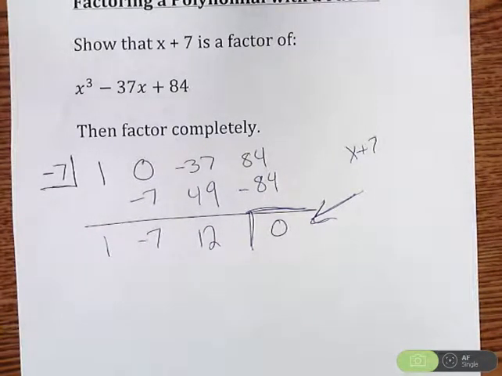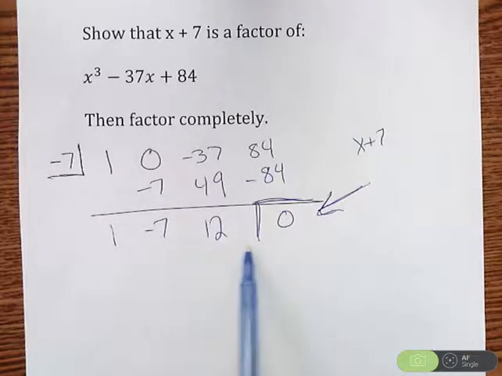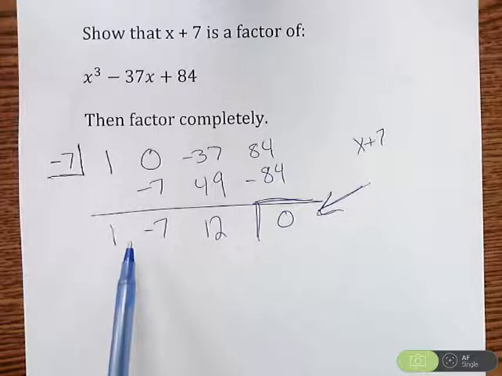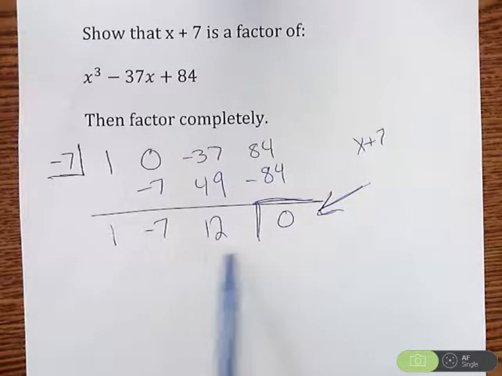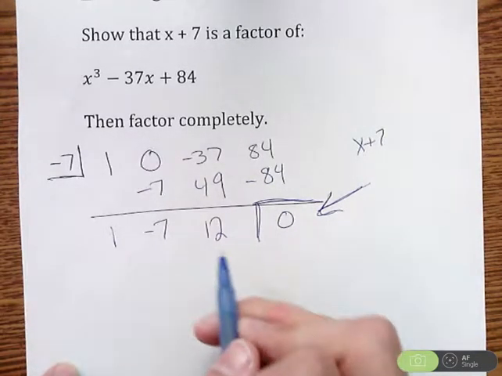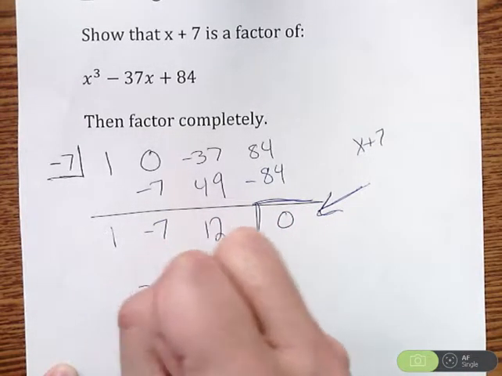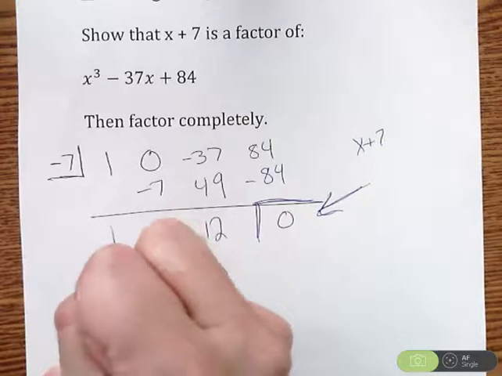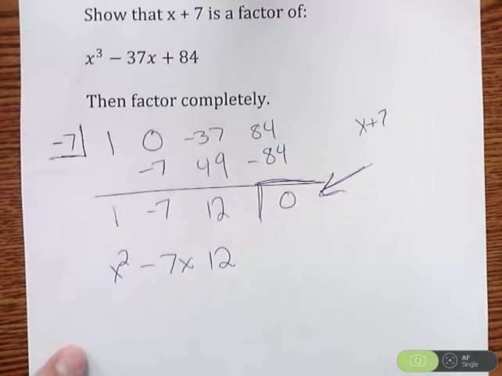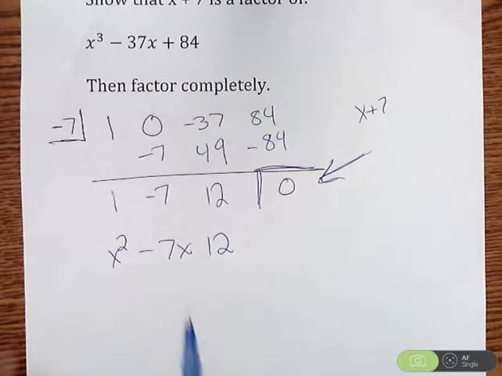Now we need to factor the rest of it completely. How we do that is we're going to bring in the rest of this. When I divided this, I know my remainder is 0, but I would like to know what this polynomial is. So this means my constant is 12. I got a minus 7x, and I got an x squared. So what I want to do from here is factor this piece.